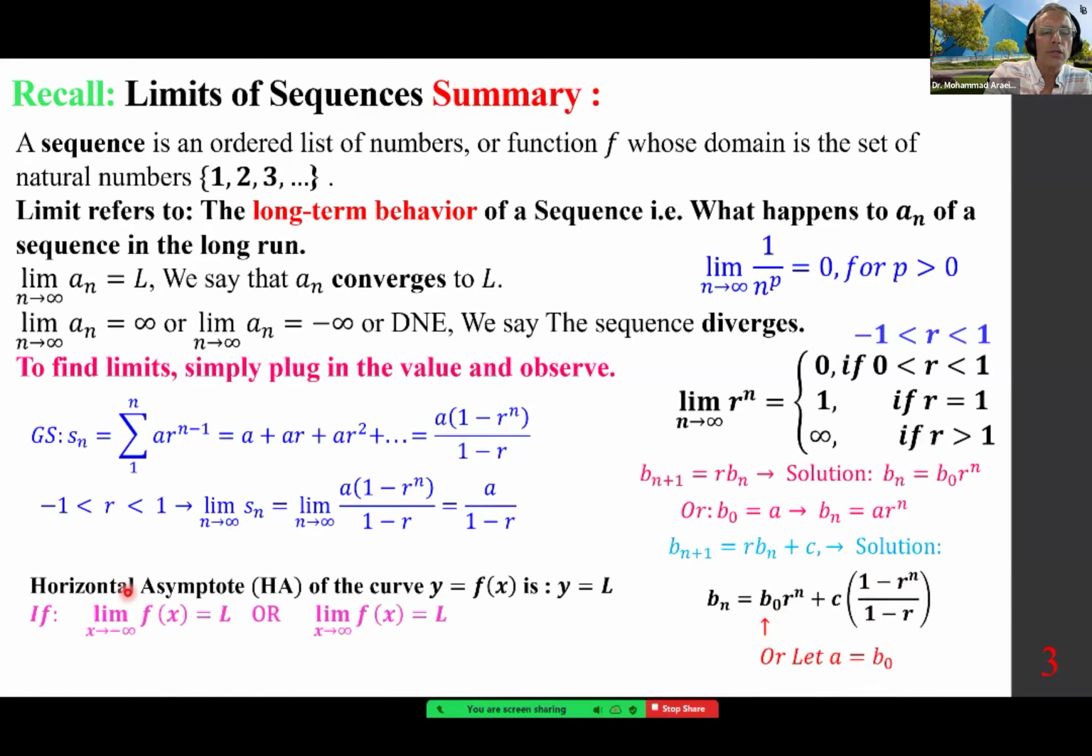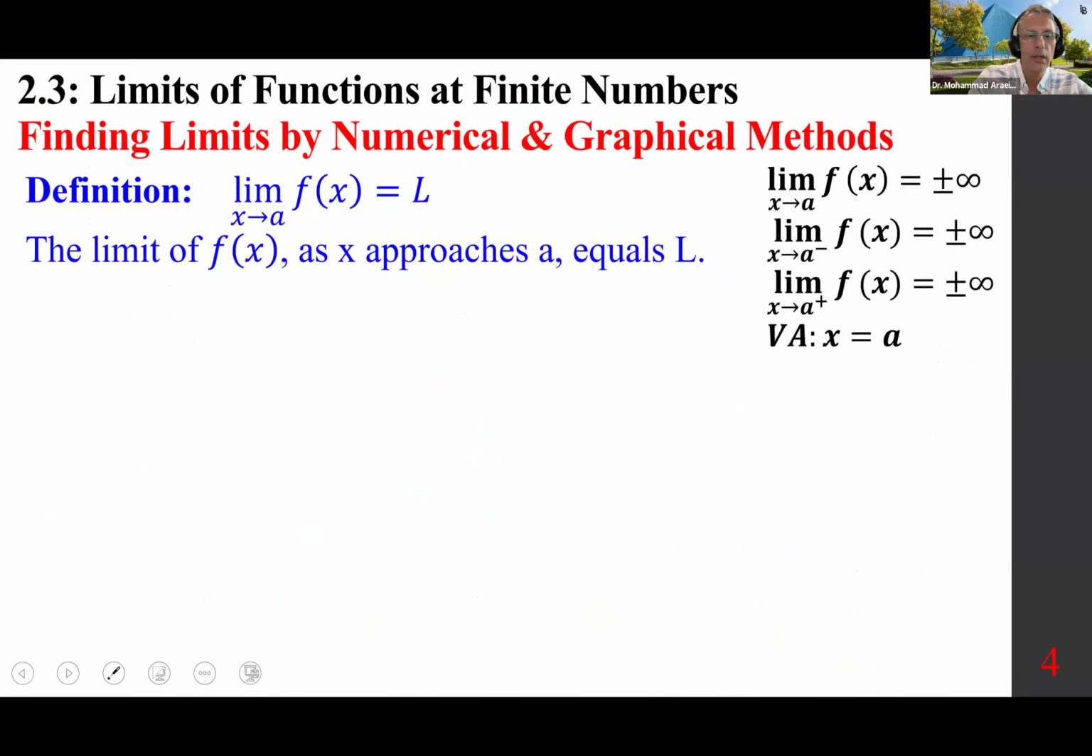Finally, we have discussed horizontal asymptotes. By definition, when the limit of f of x as x approaches negative infinity, or the limit of f of x as x approaches infinity, is L, then the line y equals L represents HA, the horizontal asymptote. So that's the synopsis of what we have covered. And now the new stuff.